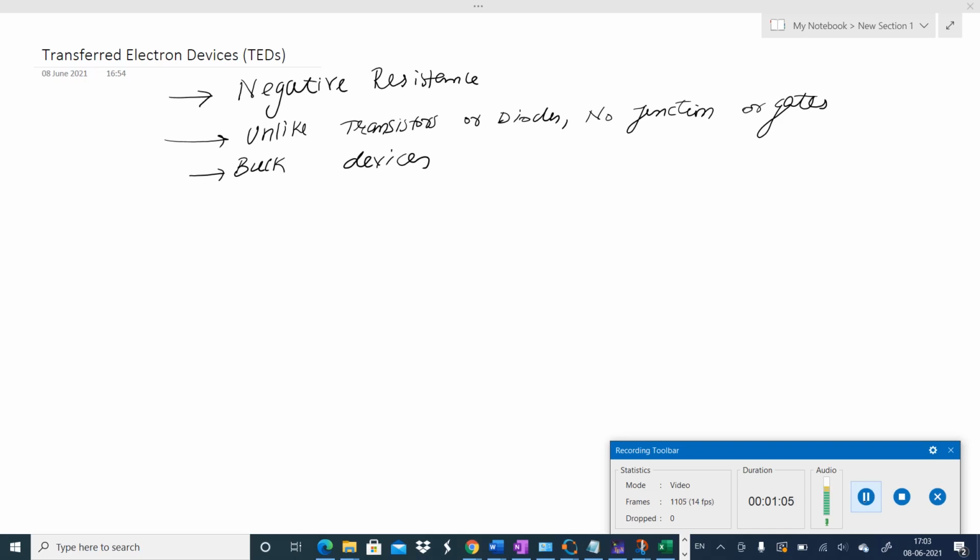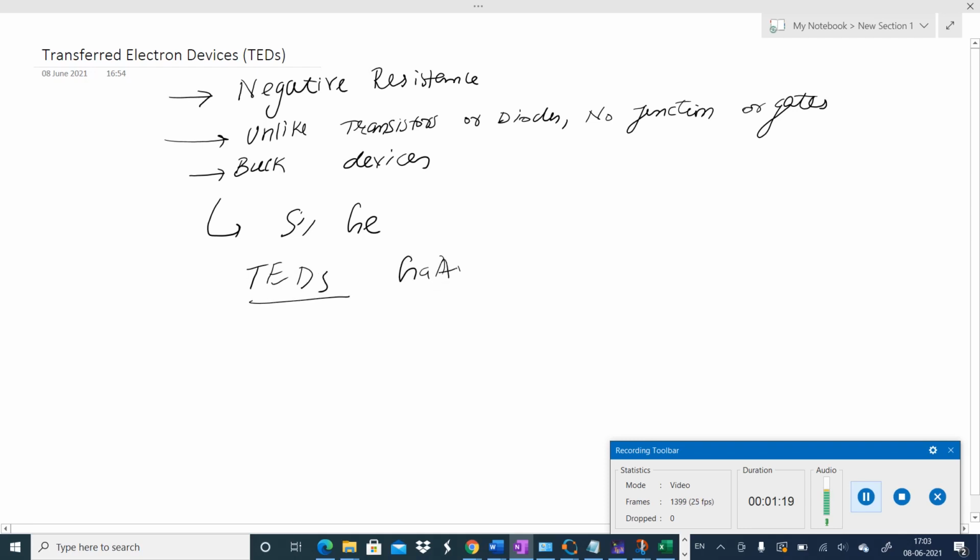Usually transistors are fabricated from silicon, germanium, and so on and so forth. But TEDs, they are fabricated from compound semiconductors like gallium arsenide and indium phosphide, cadmium telluride.